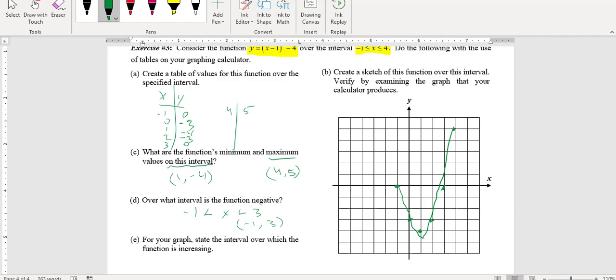So over what interval is it increasing? Okay, so it starts increasing here, all the way up to here. So it's increasing when x is 1 up to when x is 4. So that would be 1 to 4.